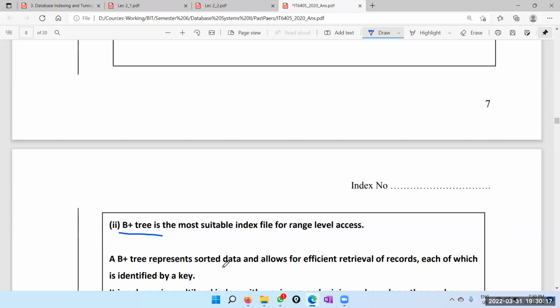B+ tree represents sorted data and allows efficient retrieval of the records, each of which is identified by a key. So that is obvious. That is why we go for B+ tree, because the retrieval is faster, as your next record in the sorting order of the salary will be the next record in your index fields. But if it is a clustering index, your data file is also like that.